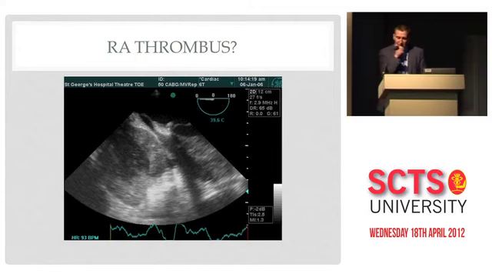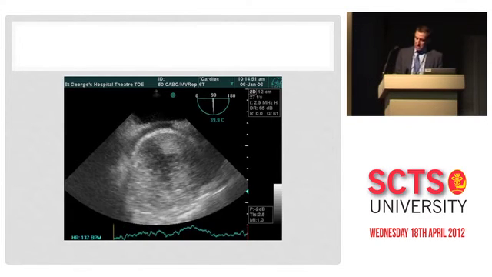Final one, right atrial thrombus. You can see the intra-atrial septum there. This is a post-op case rather than a theatre case. And this is an attempted 4-chamber view. Again, is that a right atrial thrombus?